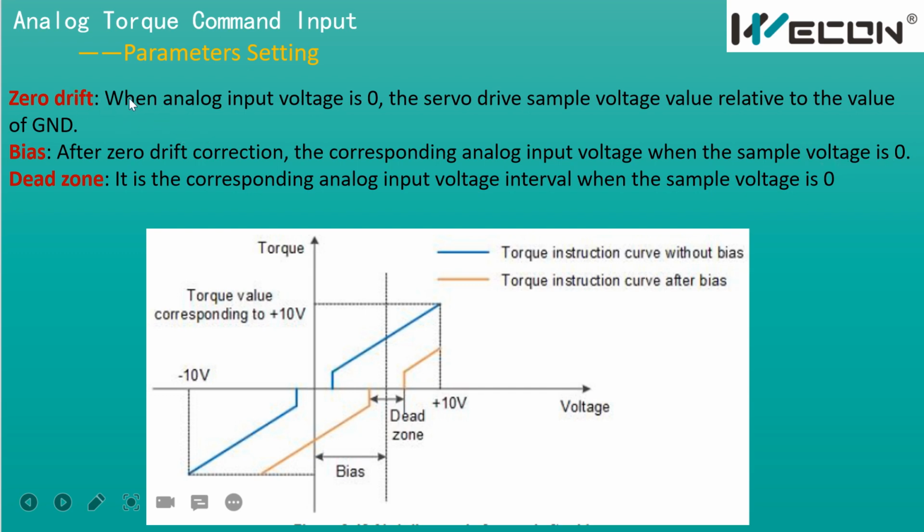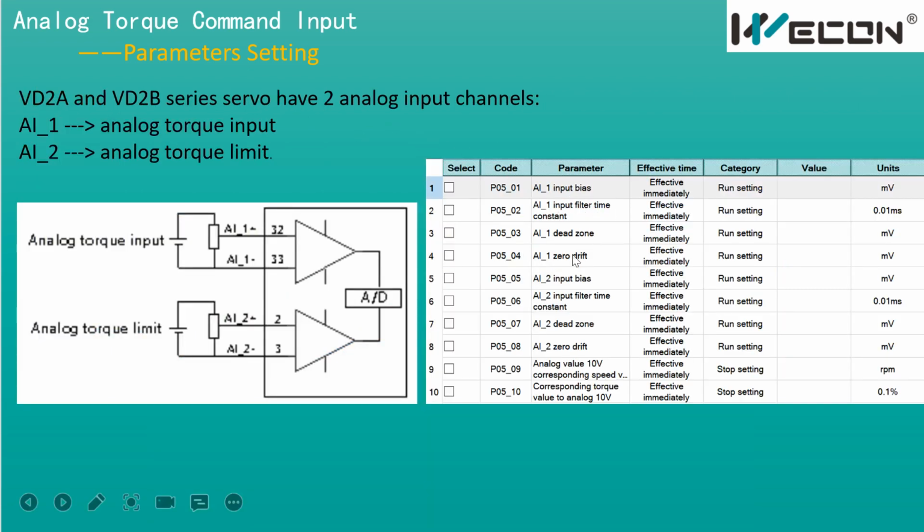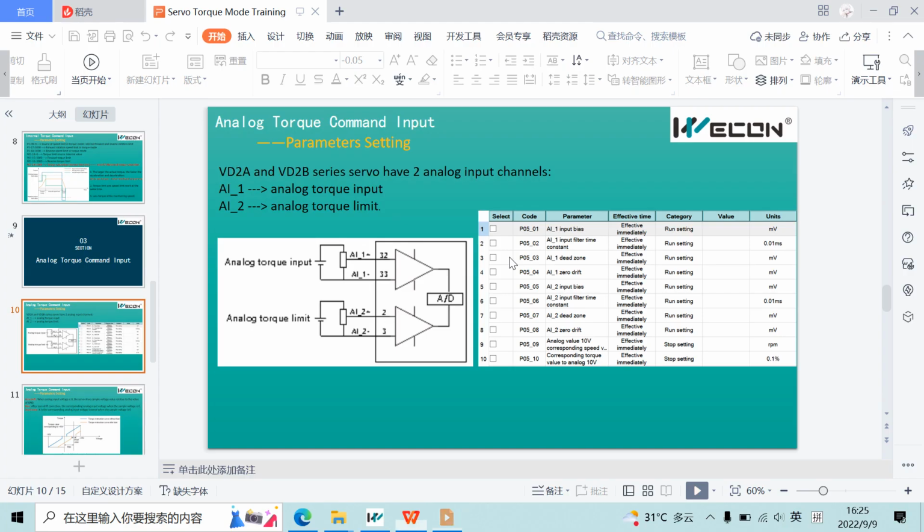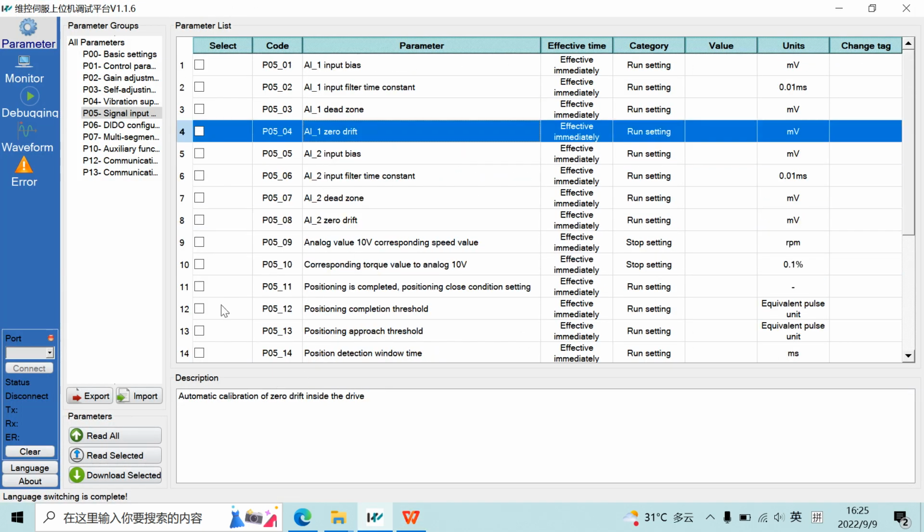So for example, we may need a multimeter to measure the voltage the servo driver sampled when we input voltage 0, and enter the zero drift into this parameter P5-4, and then our system will automatically calibrate the zero drift inside the driver.